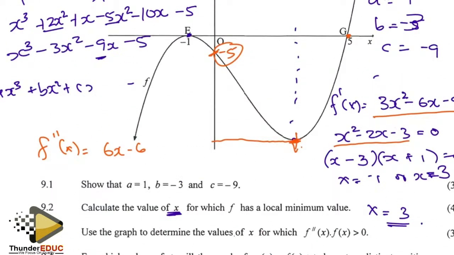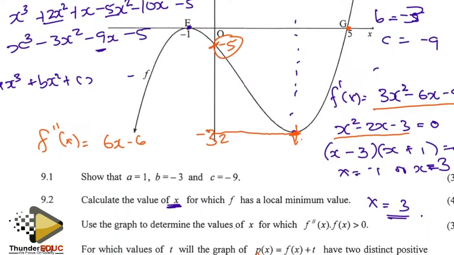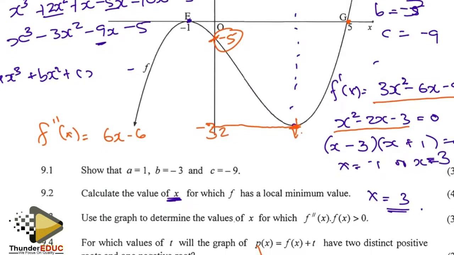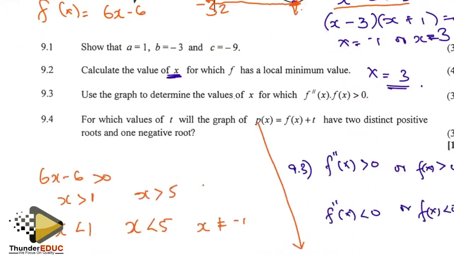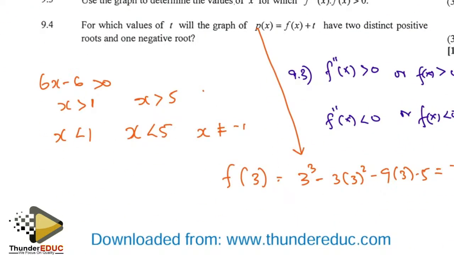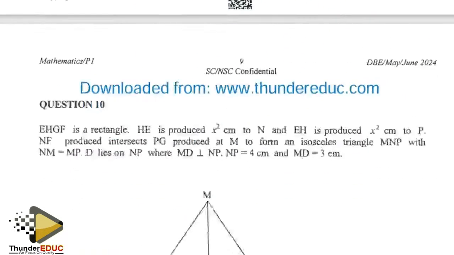So this graph must be moved between negative 32 and negative 5 upwards, because if it goes beyond or below that, then we're going to have something different. So I'm going to say negative 5 must be less than t, then must be less than negative 32. Okay, so that's question number 9.